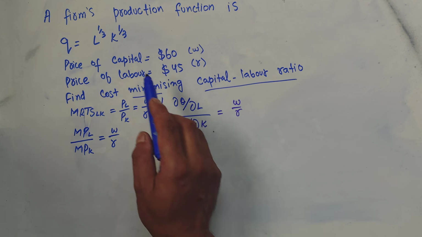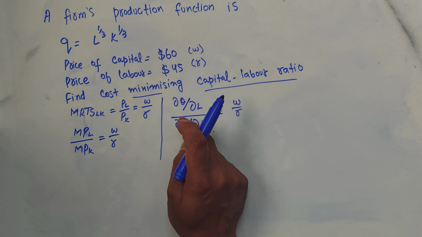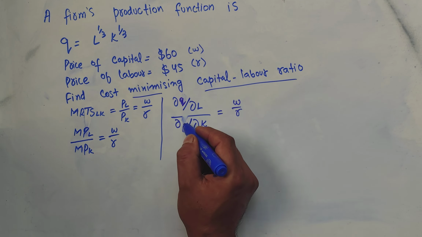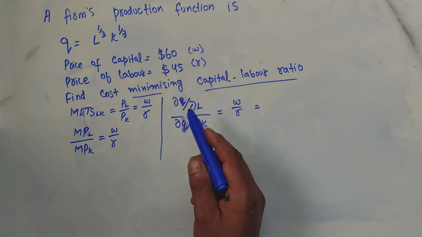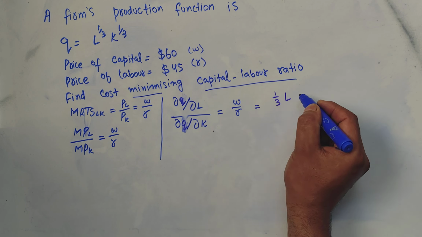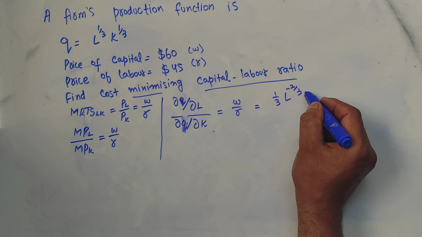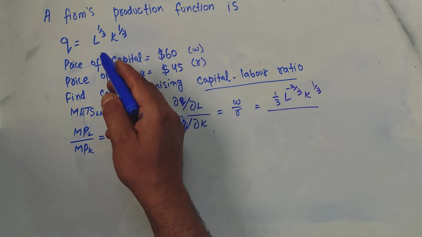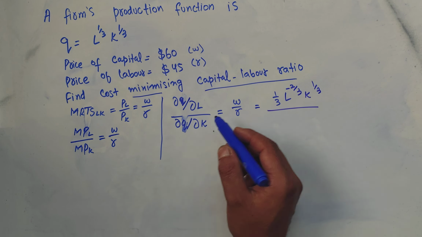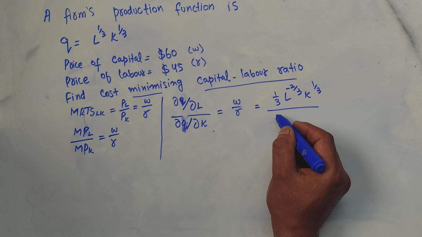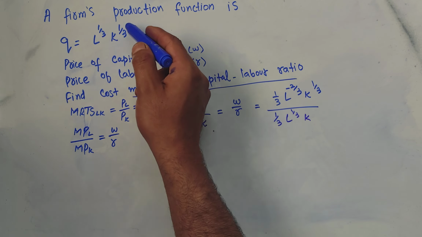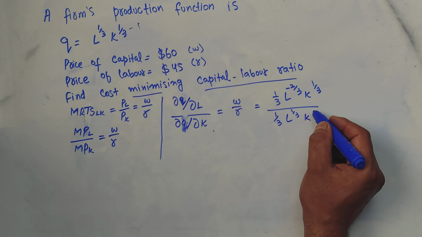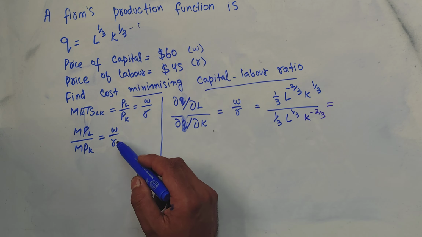now dq upon dL means the partial derivative of this production function. Here we have the small q. So it will be the partial derivative of this function with respect to L first. So we have 1/3 L raised to the power minus 2/3, then K raised to the power 1/3. This is the partial derivative with respect to labor. Likewise, the partial derivative with respect to capital: this time the exponent of K becomes the coefficient, L raised to the power 1/3 remains the same because we are taking partials with respect to capital, and the exponent of K gets subtracted by the power function rule. It becomes minus 2/3, and it should be equal to the wage rate upon the rental rate of capital.